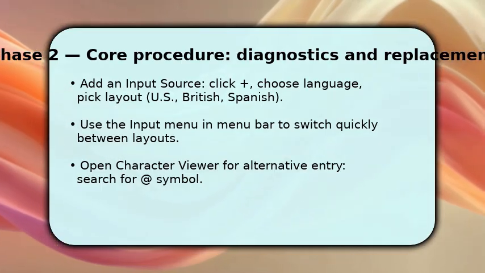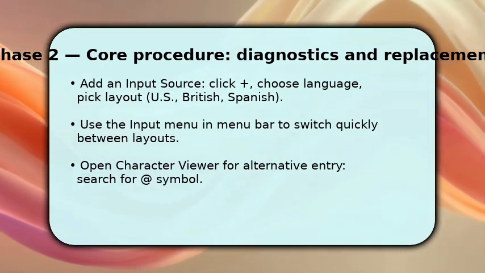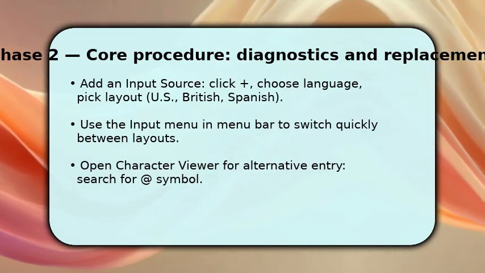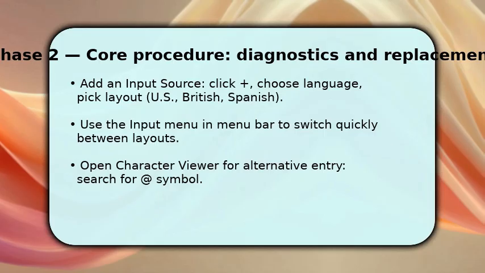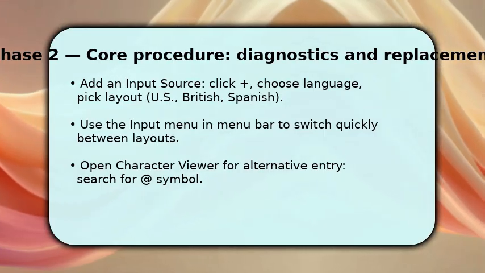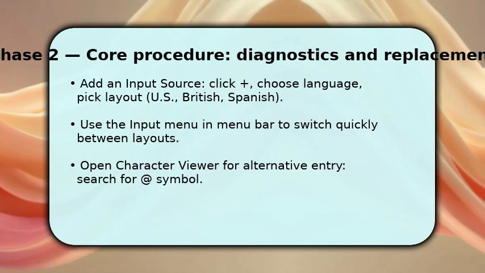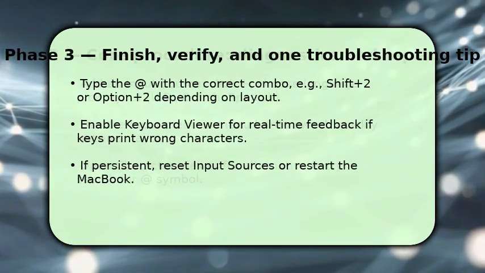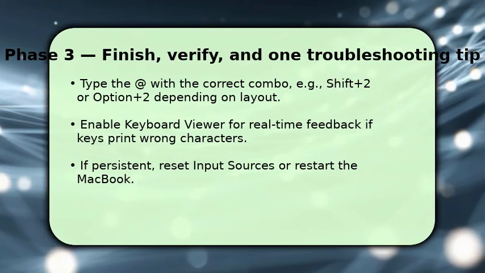You can also open the character viewer, Control plus Command plus space, and type at to insert it if keys behave oddly. If you switch frequently, use the input menu to toggle layouts quickly. This ensures consistent typing across apps and avoids relying on memory for different keys. Finish by typing the @ in your destination app using the verified combination.